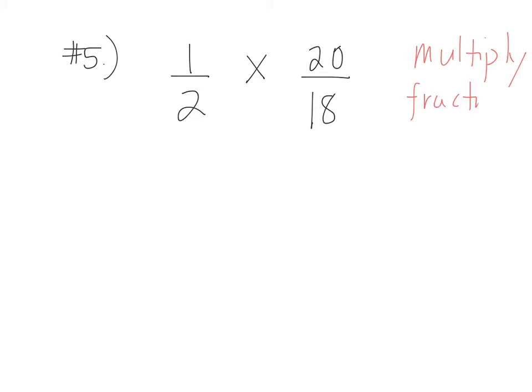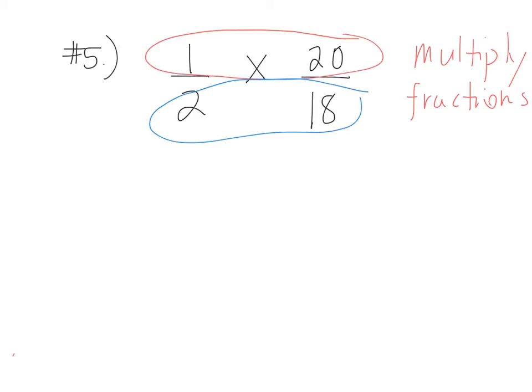Okay, so multiplying fractions. All we do when we multiply fractions is we don't need a common denominator. So it's actually very simple. You don't have to change the fractions at all. All you do is you multiply the numerator times the numerator, and the denominator times the denominator. So what's 1 times 20? 20. And what is 2 times 18? 36. That's it.